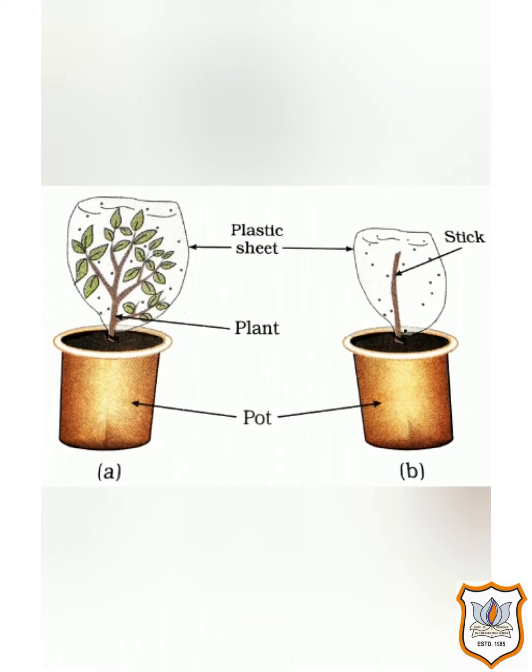After half an hour, small water droplets are observed on the inner surface of a plastic sheet of pot A, not on B. So, from our observation, we concluded that there is a water loss from the aerial part of a plant in the form of water vapor, and this process is known as transpiration. So, this is our complete activity to demonstrate the transpiration process in case of plants.